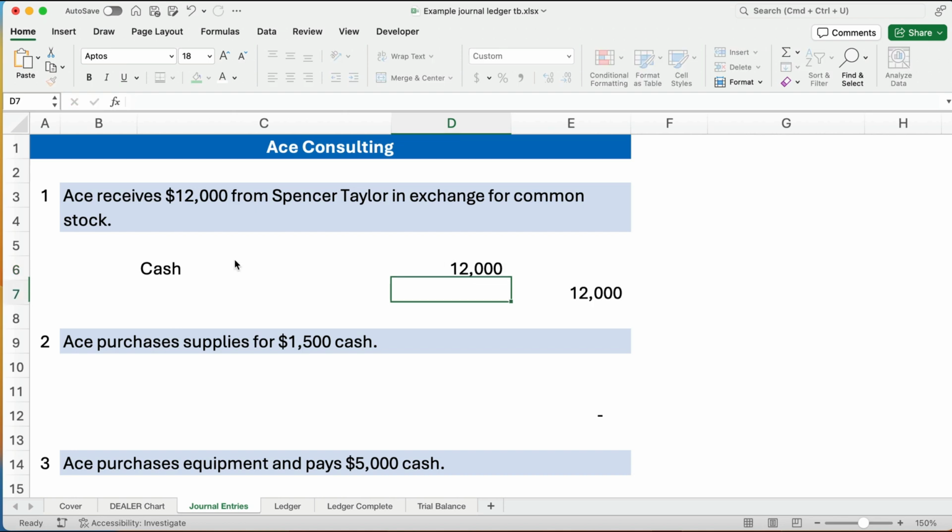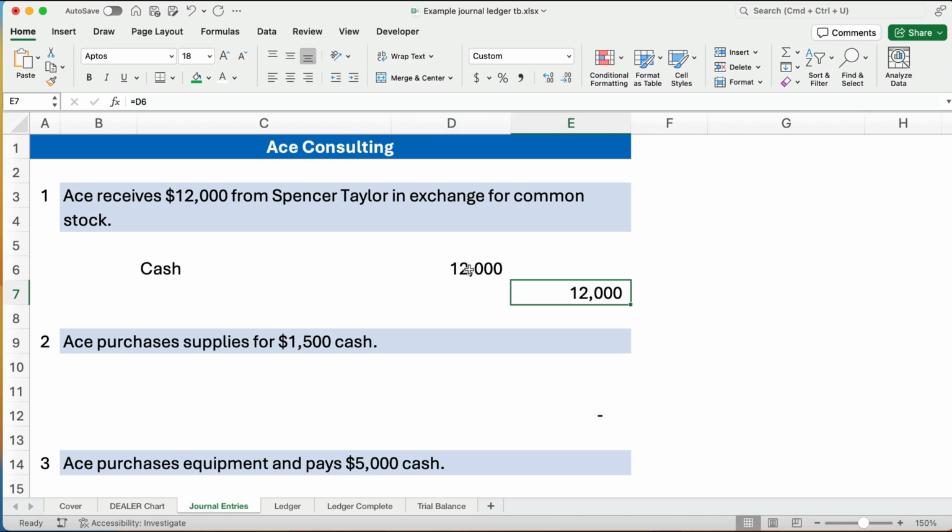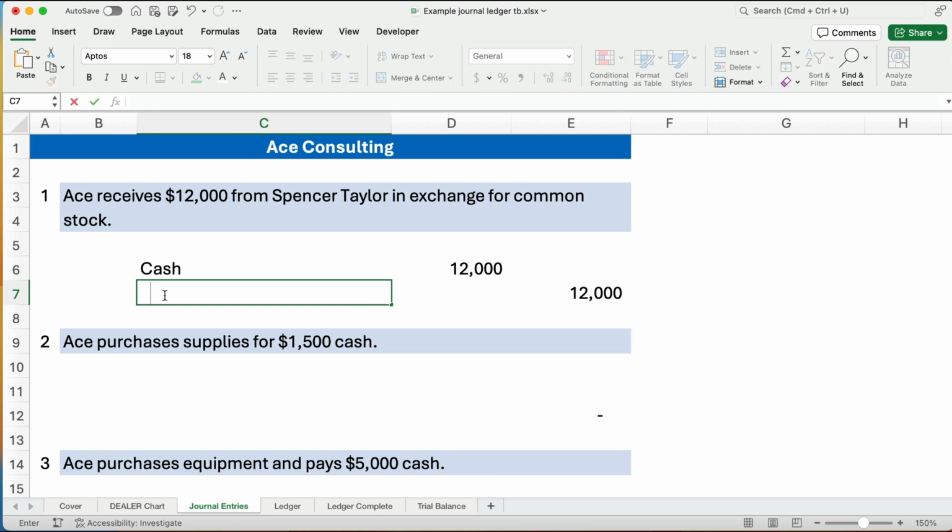Well, $12,000. Now I've gone ahead and formatted for commas, and I've also used a formula to make sure our debits and credits equal, just to save us a little time. So what's the other side of that transaction? Remember double entry accounting. Every transaction affects two accounts. The debits and credits have to equal, and there's always going to be at least one debit account and at least one credit account.